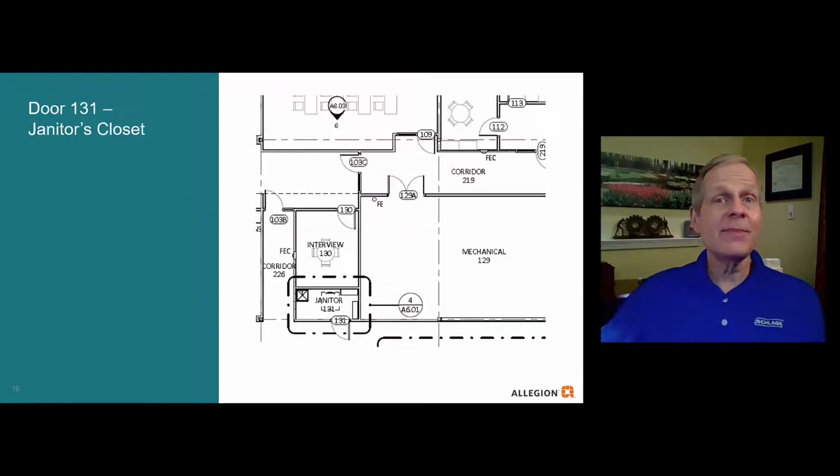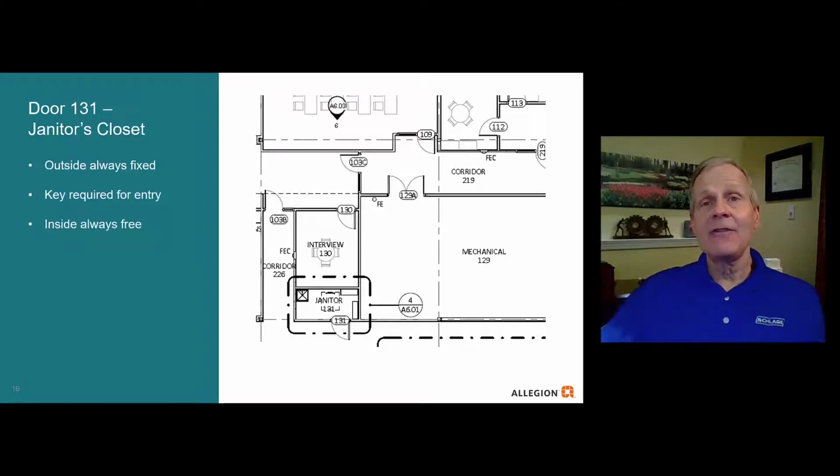All right, our next stop is going to be at a janitor's closet. And with a janitor's closet, we want the outside lever to always be fixed, rigid, and/or locked. We want there to be a key required for entry each and every time. And we want the inside to always be free. So we don't want people to get locked inside that janitor's closet.